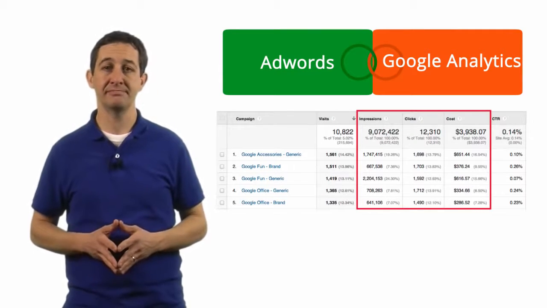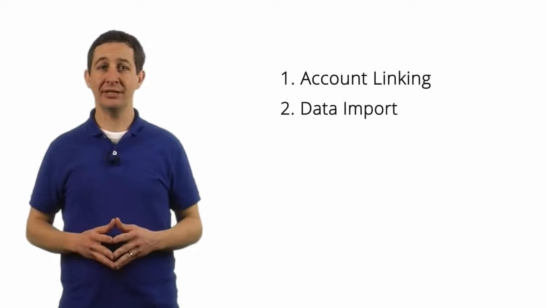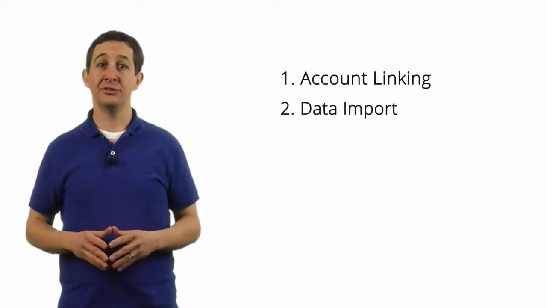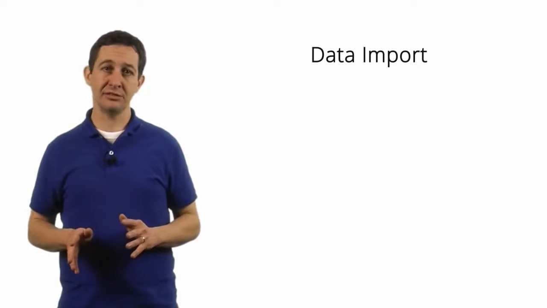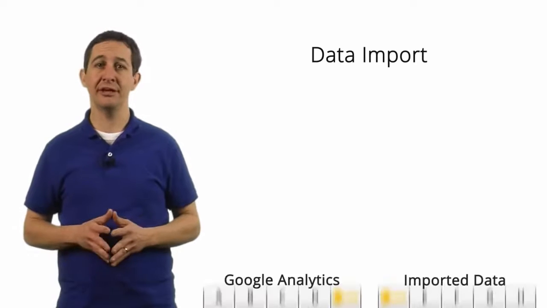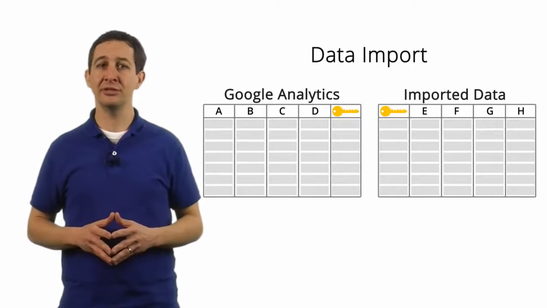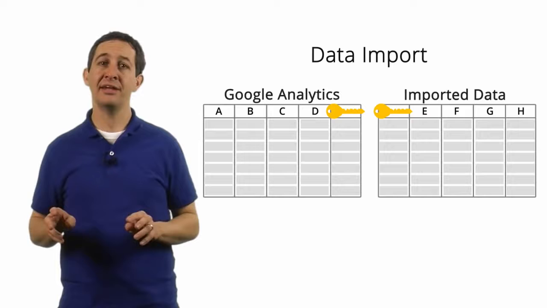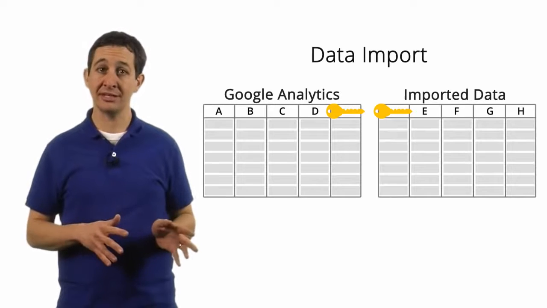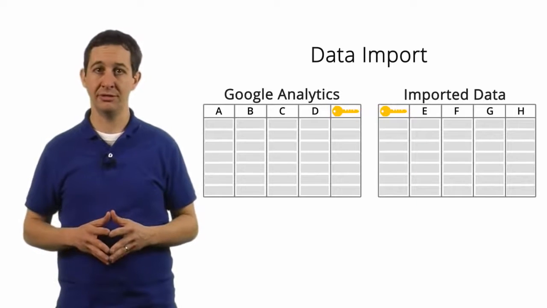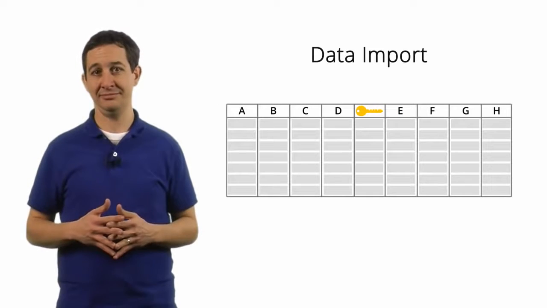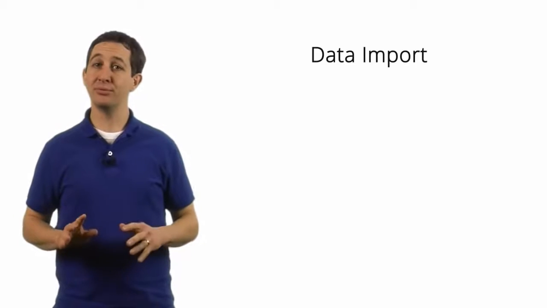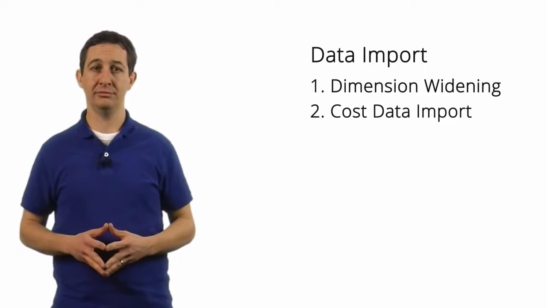Analytics reports. In addition to account linking, you can add data to Google Analytics using the Data Import feature. This might include advertising data, customer data, product data, or any other data. To import data into Google Analytics, there must be a key that exists in both the data that Google Analytics collects and the data you want to import. The key is the common element that connects the two sets of data. There are two ways to import data into Google Analytics: dimension widening and cost data import.